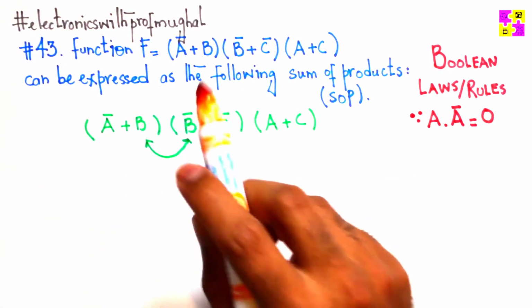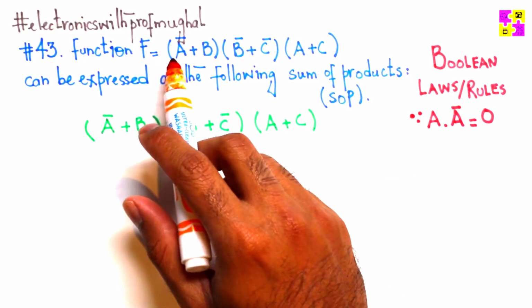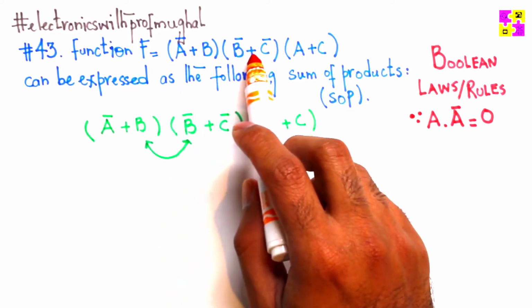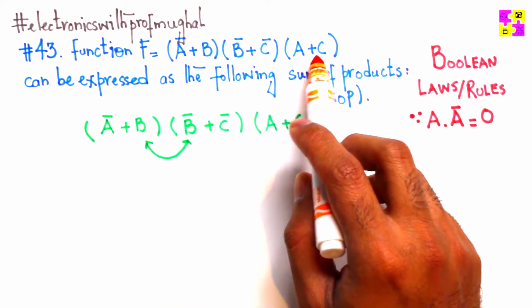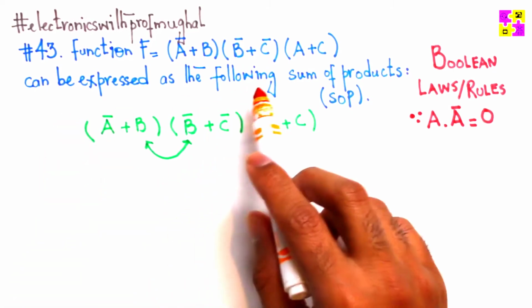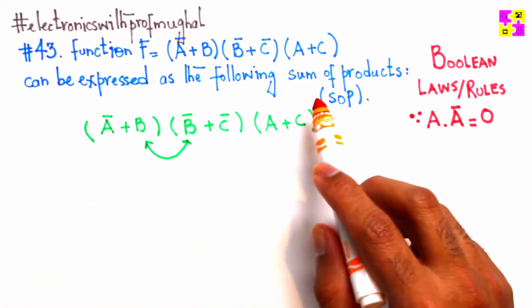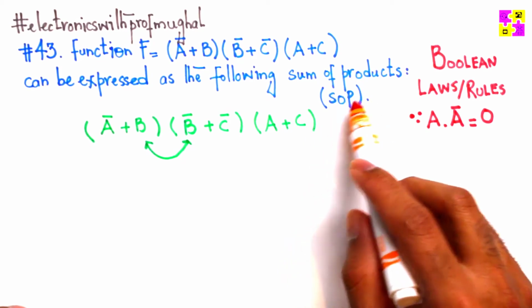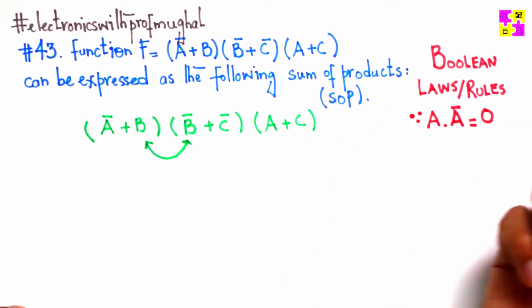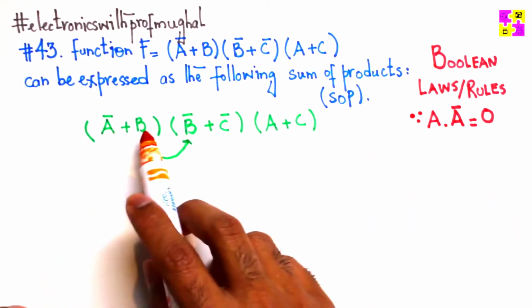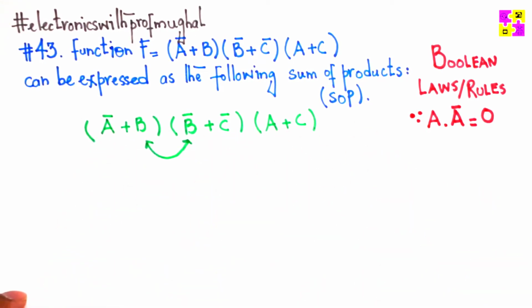Function f is given of some logic circuit: a bar plus b dot b bar plus c bar a plus c. It can be expressed as the following sum of products. Those of you who are not really familiar with the SOP, sum of products, those are basically just min terms. For a certain combination of the inputs a, b and c, there is going to be an output function which is going to be equivalent to 1.